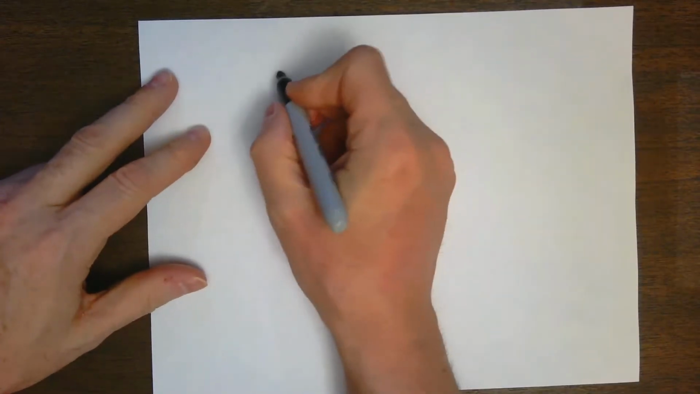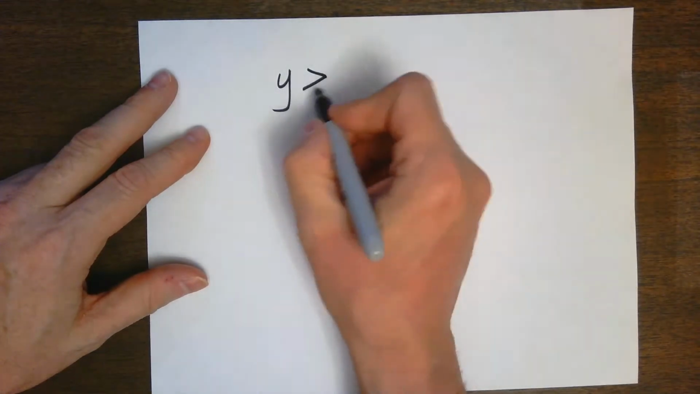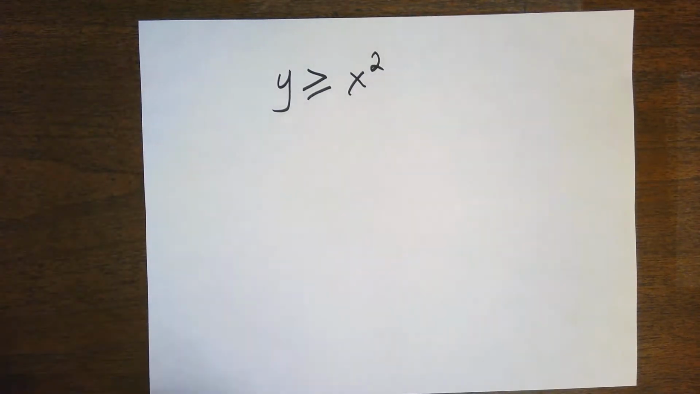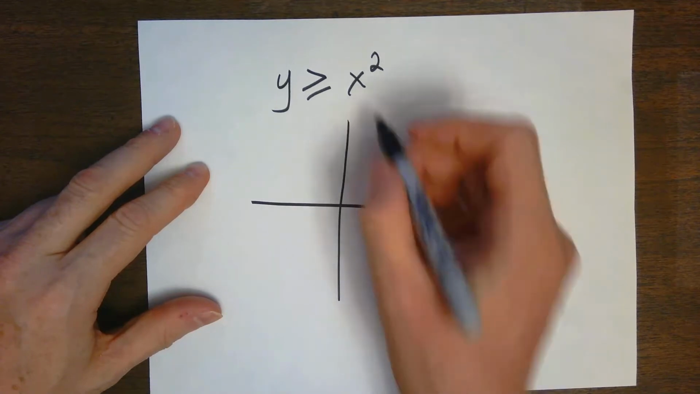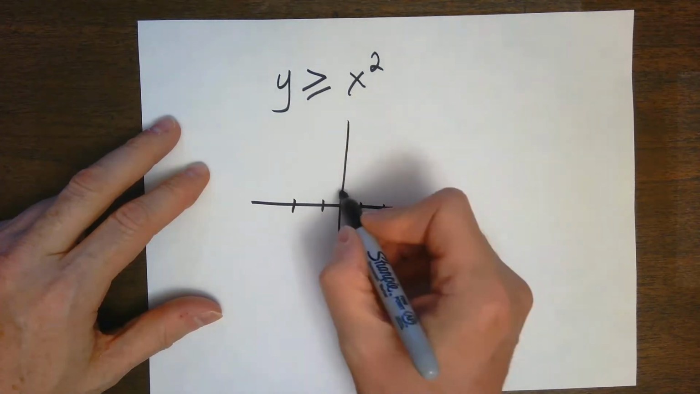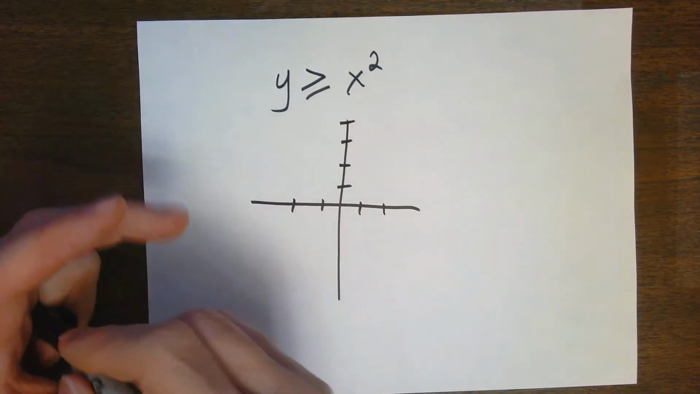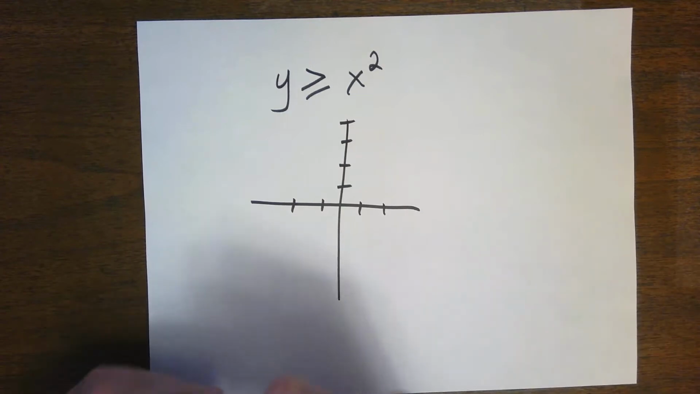All right, let's take a look at another one. How about y is greater than or equal to x squared? This is a non-linear inequality. If I go to graph it, x squared, I know what x squared is. X squared is my nice, well-behaved parabola, the parent function of the parabola.